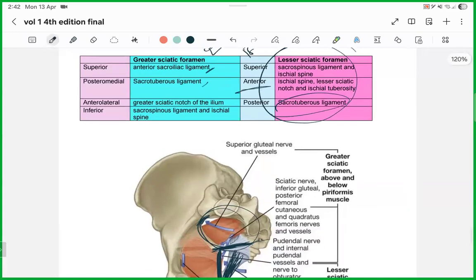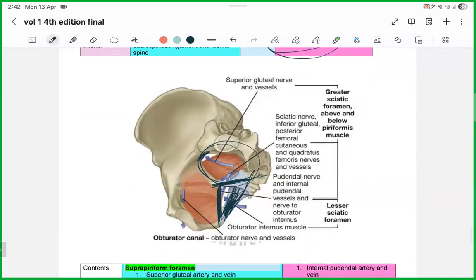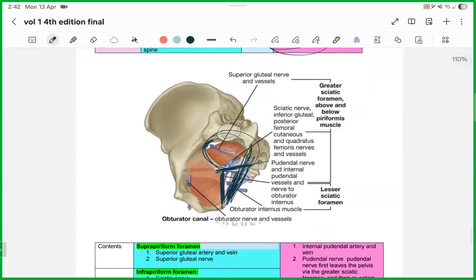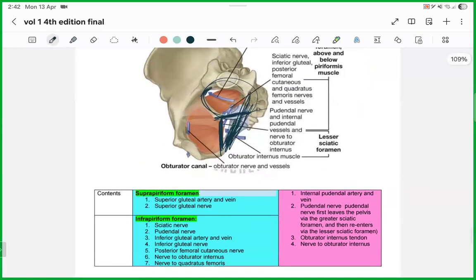And posteriorly, we have the sacrotuberous ligament. That is this one, sacrotuberous ligament. They don't ask much question. You just have to know the boundary for your own knowledge. There is no question from here. They don't ask questions from boundaries.